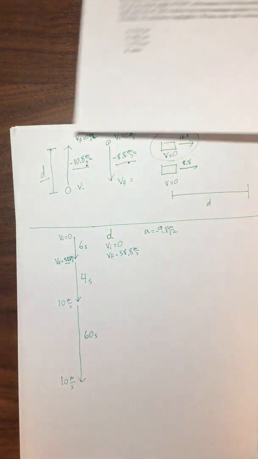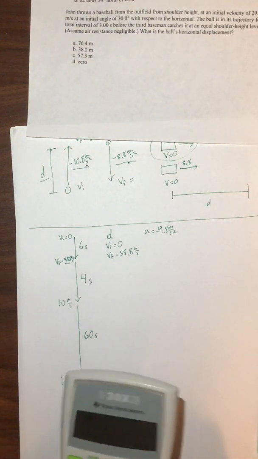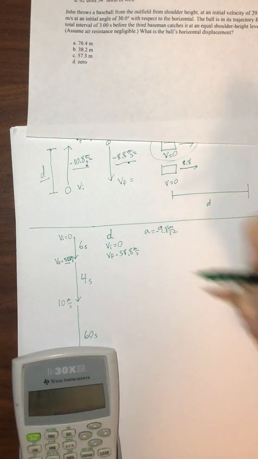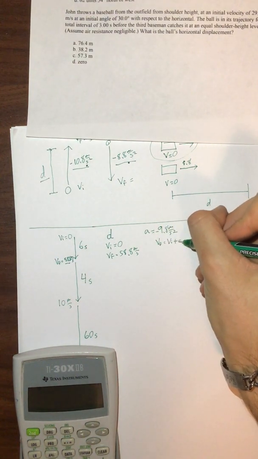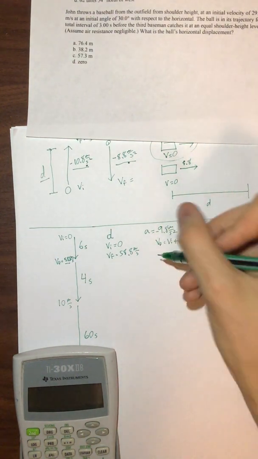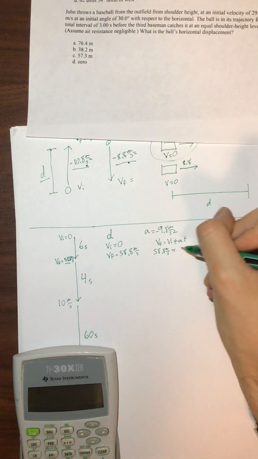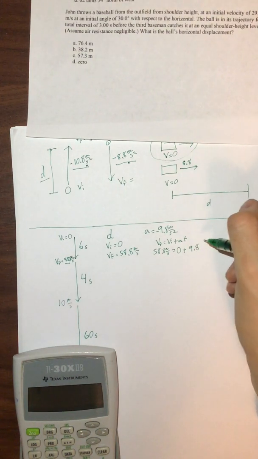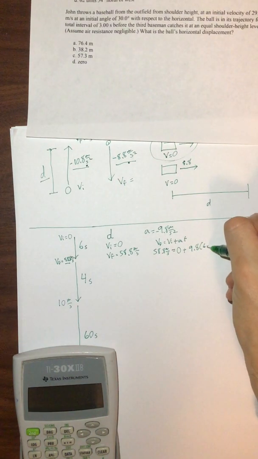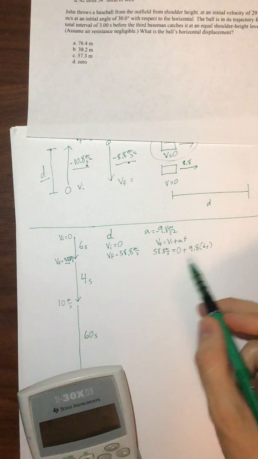Very good. All right. So, looking at these variables, is there an equation that connects all these variables? Absolutely. VF equals VI plus AT. VF is 58.8 meters per second, and that's equal to 0 plus 9.8 times the t of 6 seconds. So solving, is that true?